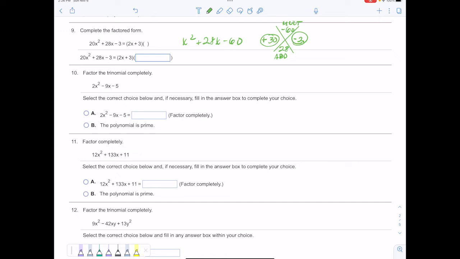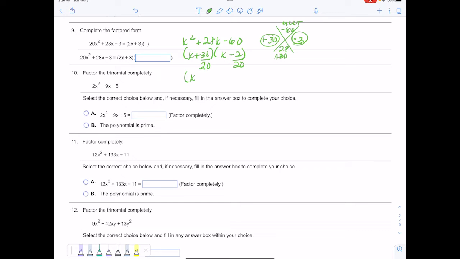So I'm going to have x plus 30 times x minus 2. Remember the a value that kind of disappeared when we multiplied the 20 times the -3 to get the -60? We're going to go ahead and divide those numbers by the a value. And we'll reduce it first.